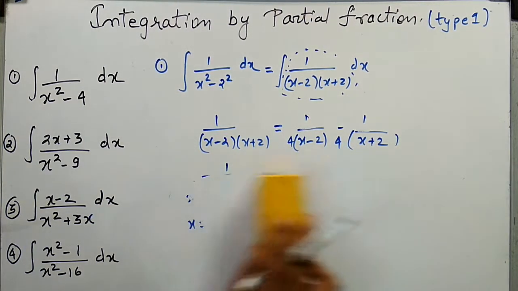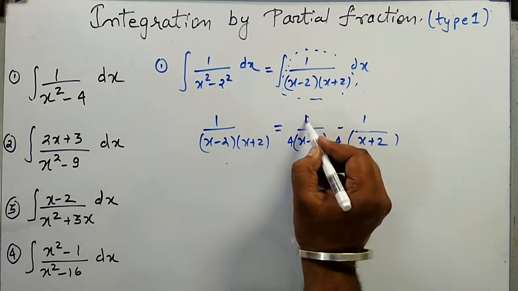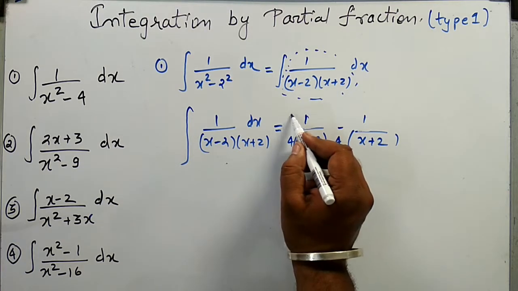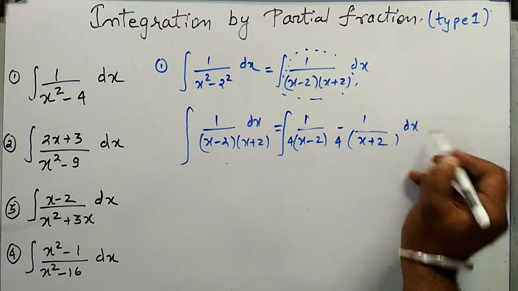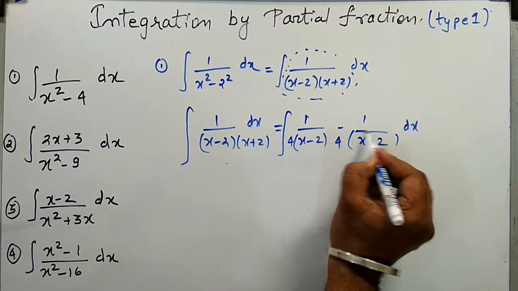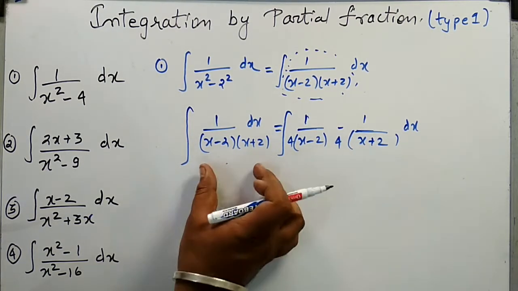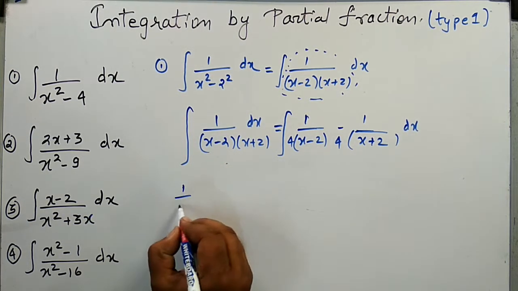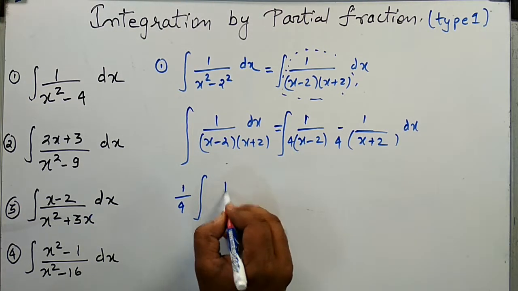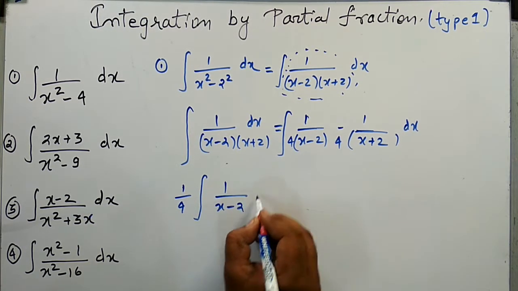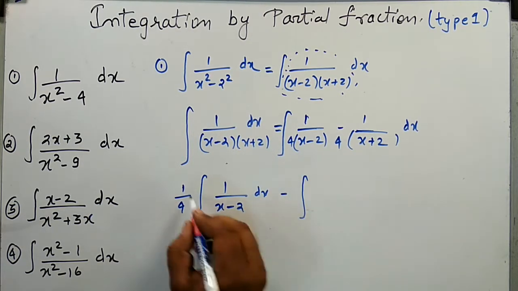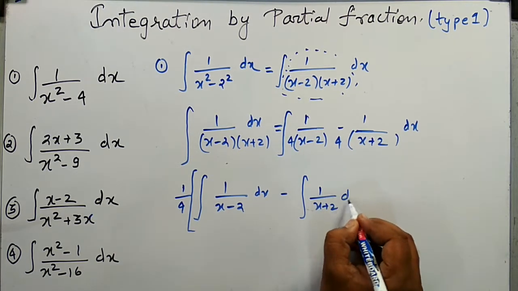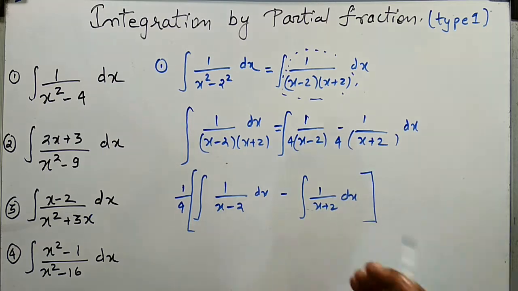Now this was the partial fraction form of this rational expression. If we integrate this rational expression, it will be equivalent to the integration of this. Now we just need to integrate this. So I'm taking this. That will be equal to, if we take 1 by 4 common, 1 by x minus 2 dx minus 1 by x plus 2 dx, as the integration operator is linear.